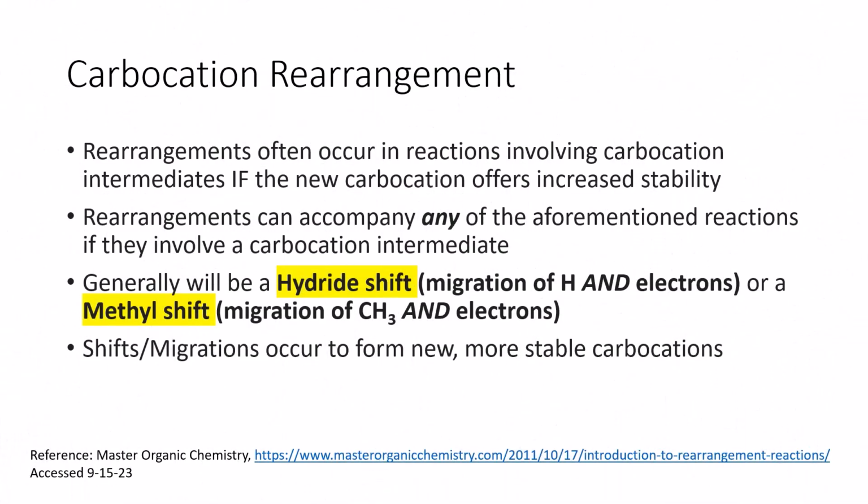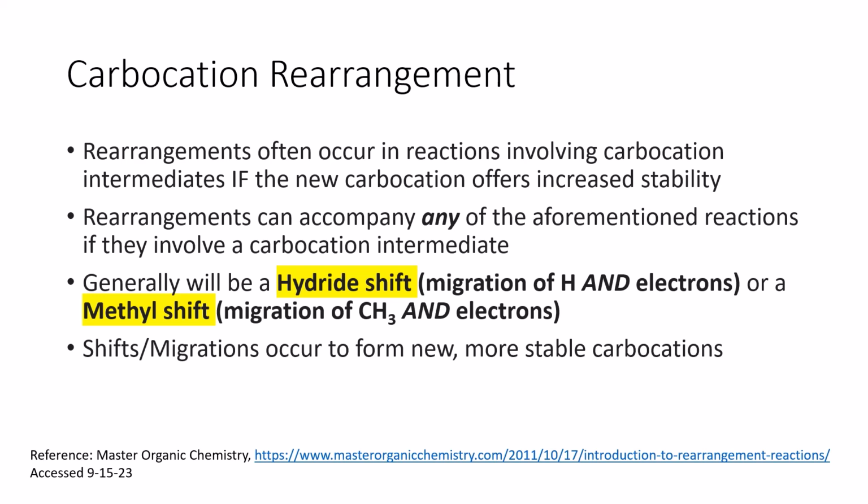So let's talk about carbocation rearrangement. Rearrangements often occur when you have a reaction that proceeds through a carbocation intermediate, and a rearrangement happens if the new carbocation is more stable than the intermediate that you get from whatever step preceded it. If you can make a more stable carbocation through a rearrangement, then oftentimes you're going to see a rearrangement.